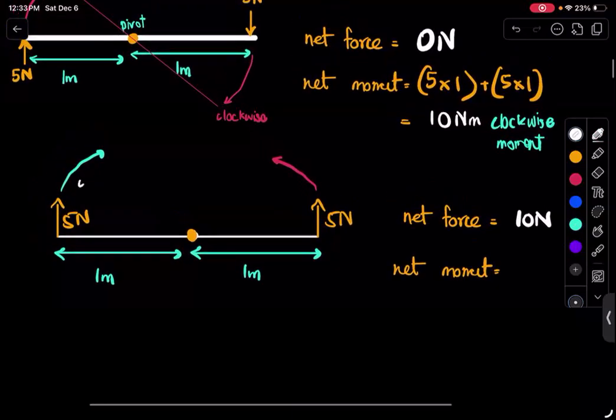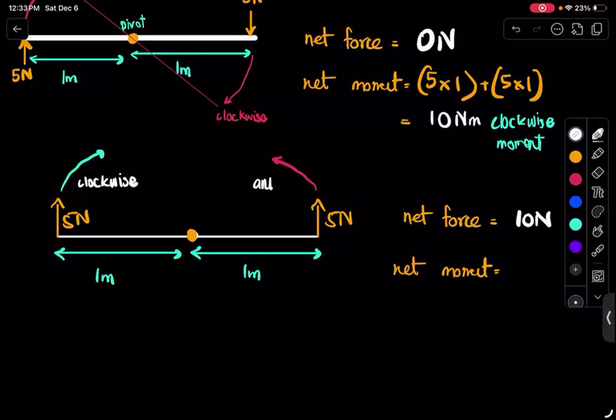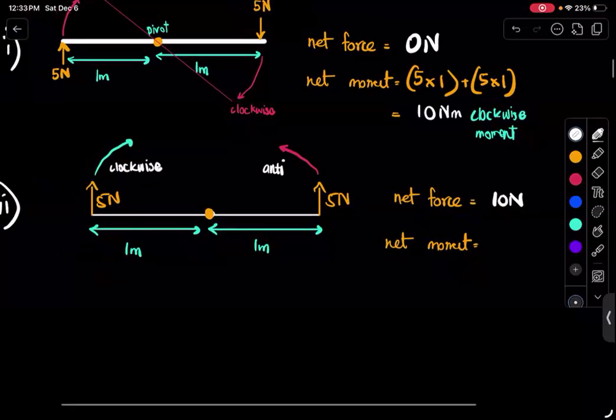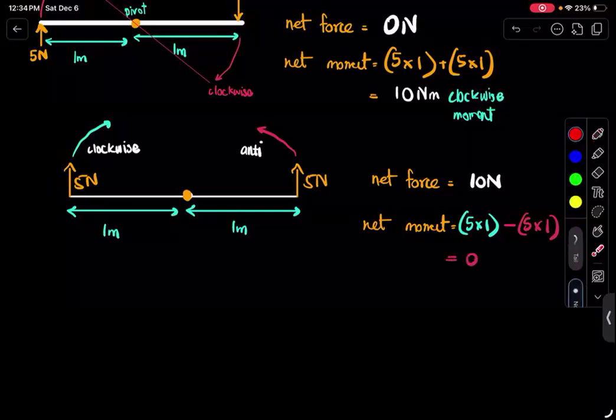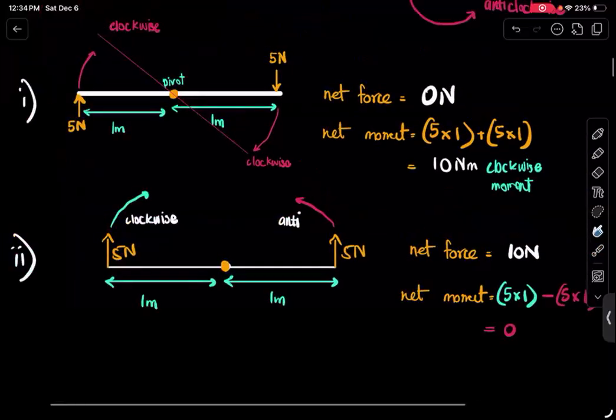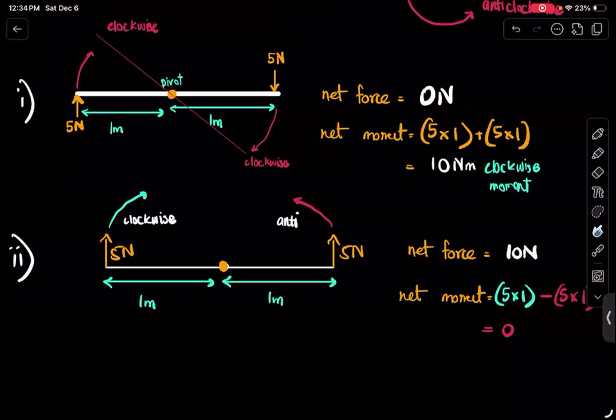Because if this is clockwise and this is anti-clockwise, what is the clockwise moment? That is 5 into 1. And what is the anti-clockwise moment? That is just 5 into 1 again, so the net moment is 0, right? Okay. So that's how you are supposed to think about this one. Be careful about in which direction something is going to make you turn. And we'll do multiple more examples like this.